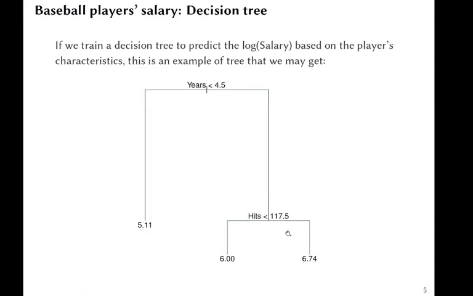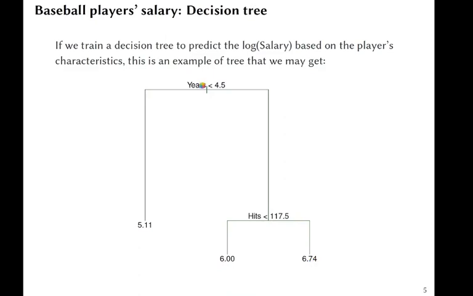If we pass this data through a decision tree, this would be a decision tree that may pop out from applying the method on the data. This decision tree decided to split data according to two rules. First, it says, is the experience less than 5 years? If yes, then predict 5.11 log salary. If not, go to the next rule: check whether number of hits is less than 118, and if it is so, predict 6. If not, predict 6.74.